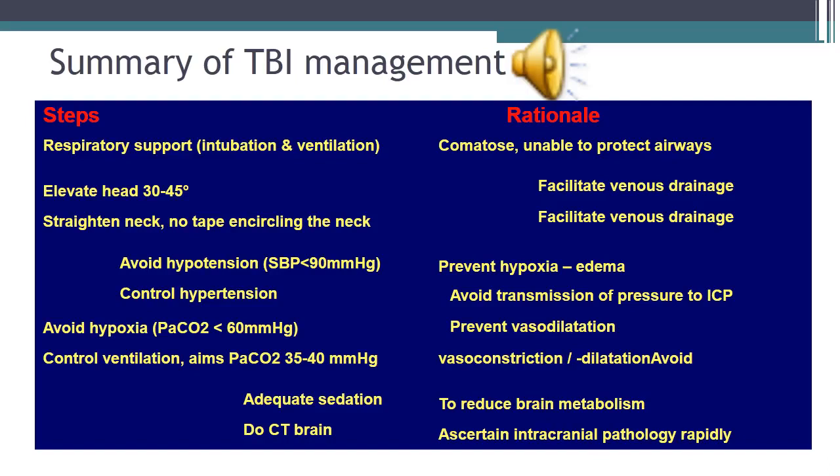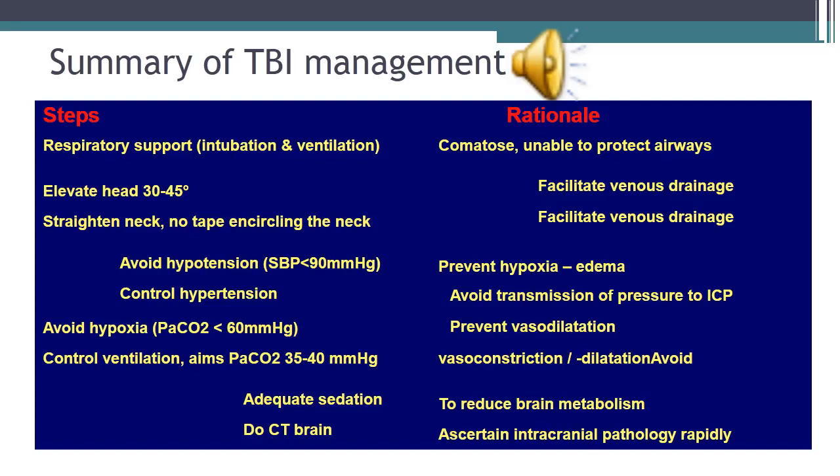Avoid hypotension, and systemic blood pressure should be more than 90 mm of mercury. This will prevent hypoxia and cerebral edema. Also, we have to control hypertension, because this will avoid the transmission of pressure to intracranial compartment. Avoid hypoxia, and PaCO2 should be less than 60 mm of mercury. This will prevent vasodilatation and resultant cerebral edema.